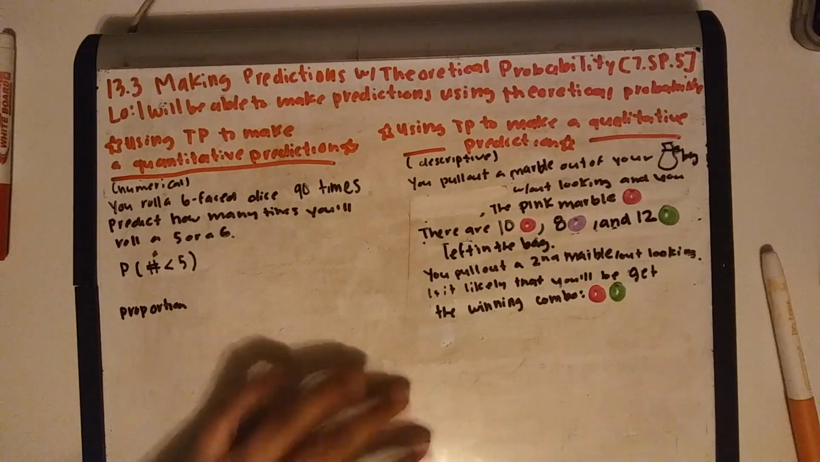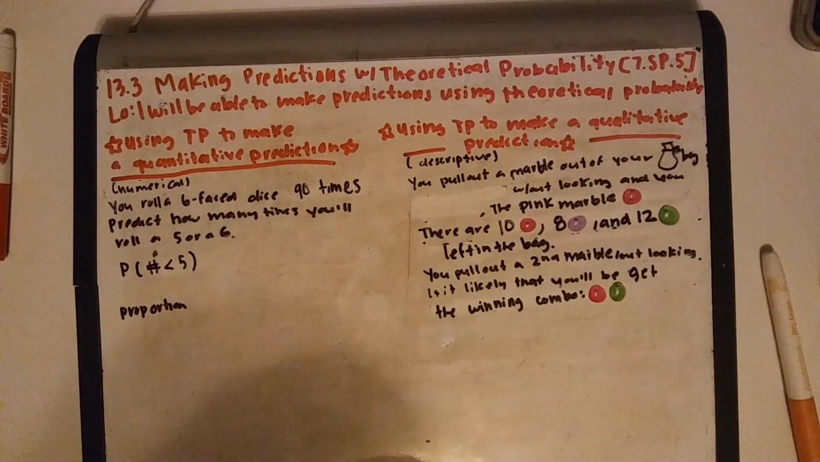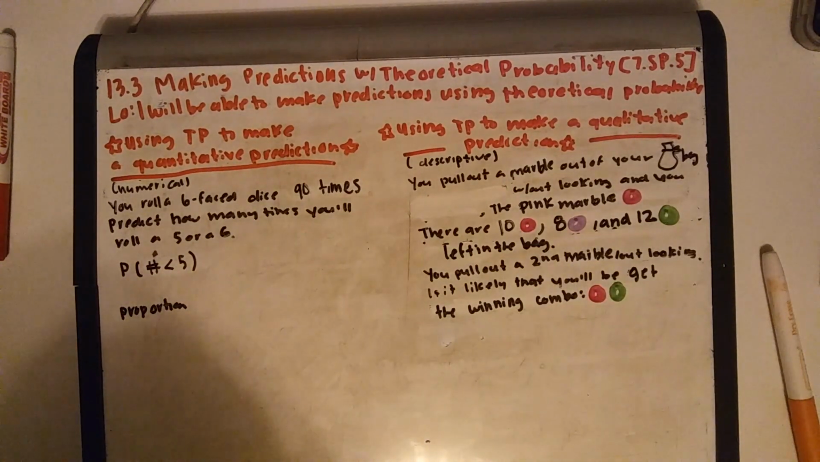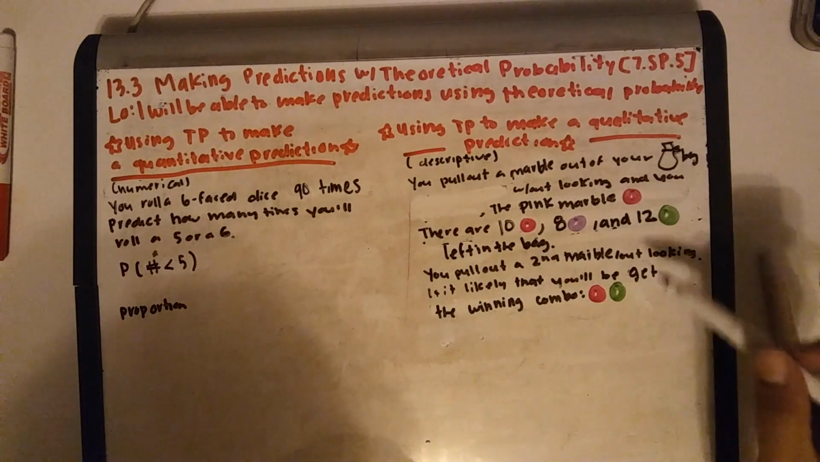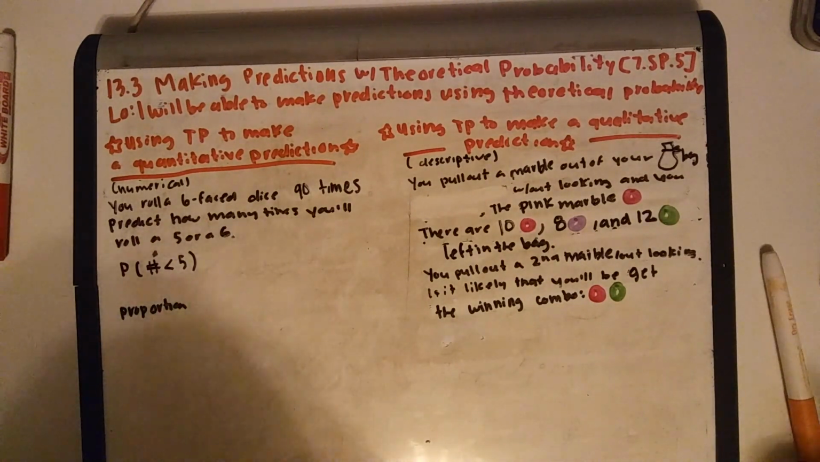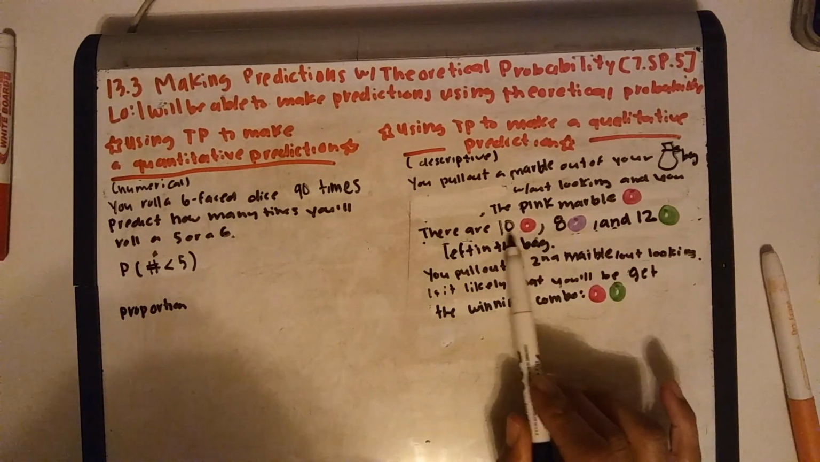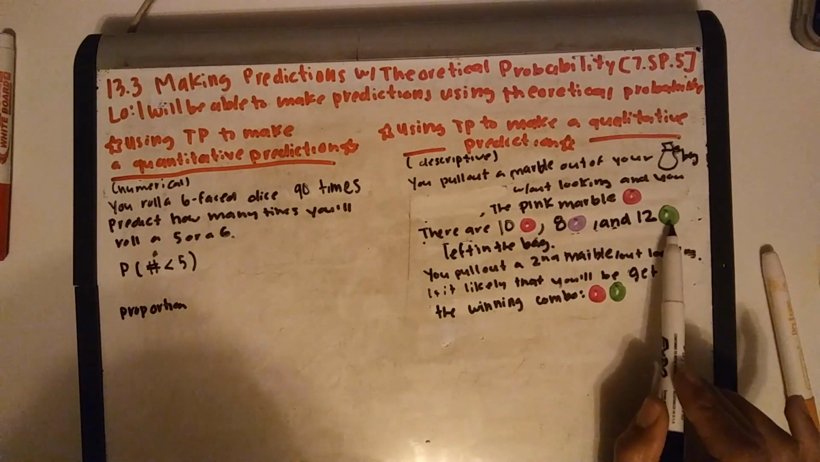Okay, so this one's a little different. So you have a bag with marbles, and you're going to pull out a marble without looking. And the first one you pull out is the pink marble. And still in the bag, you have 10 pink marbles left, 8 purple ones, and 12 green ones. I know, they're not donuts. They say they look parecen como donuts, but they're not donuts. Okay, they're marbles. So they're left in the bag, 10 pink ones, 8 purple ones, and 12 green ones.